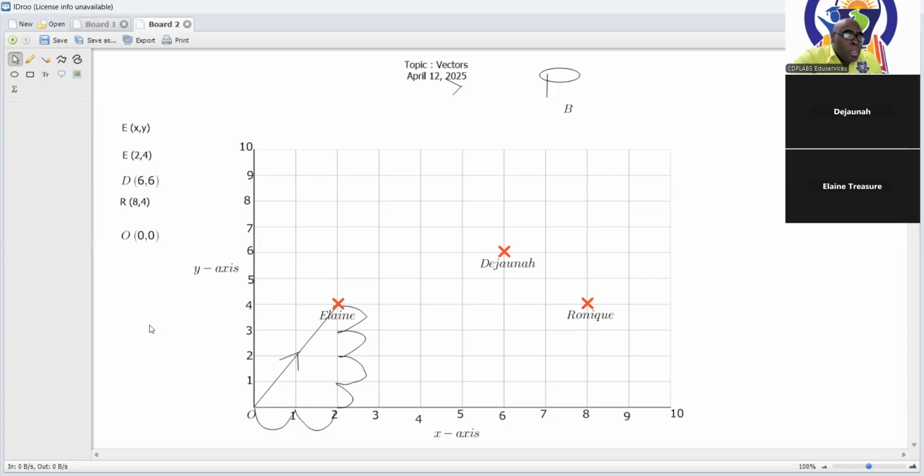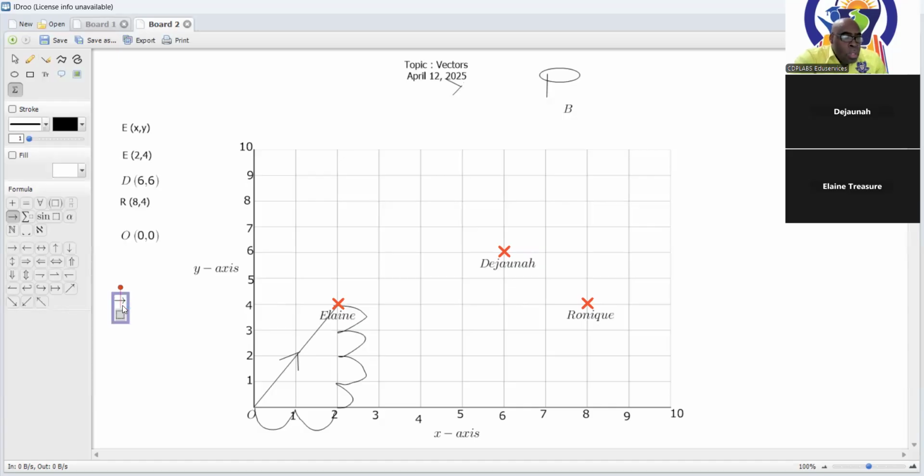So now, it would have to be 2 on the x-axis and 4 on the y-axis. That's correct. Now, to write that on the graph is like this. It is O to E. And the vector is, when I put X, then Y. So when I substitute those X and Y now, it is OE.